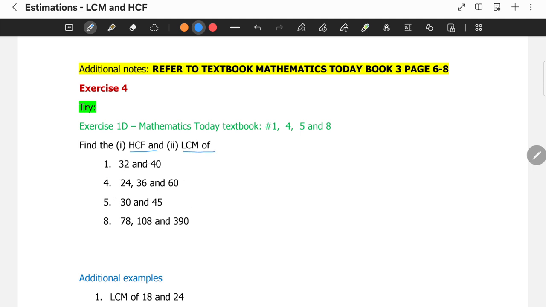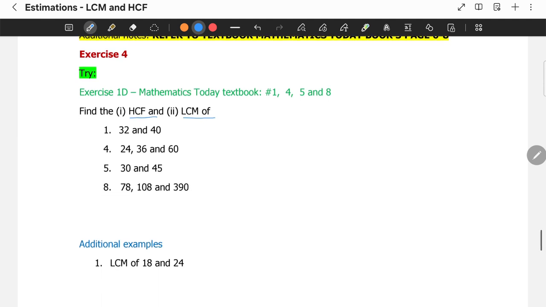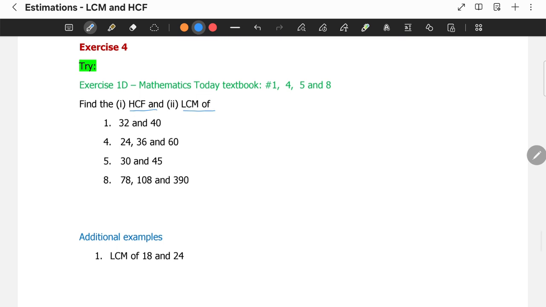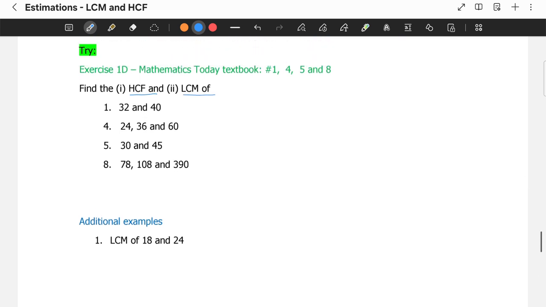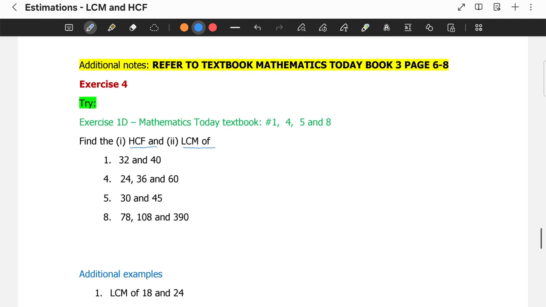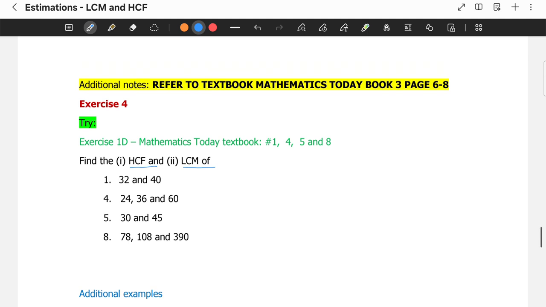Number 1, which is 32 and 40. Number 4 has 3 numbers, 24, 36, and 90. Number 5 has 30 and 45. Then number 8 has 78, 108, and 390. So find the highest common factor and lowest common multiple of those numbers. You can take a screenshot, give them a try, and if you have any questions or need access to the solutions, you can also reach out in the comments.